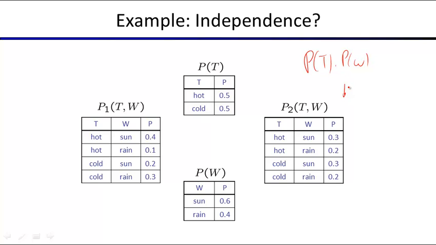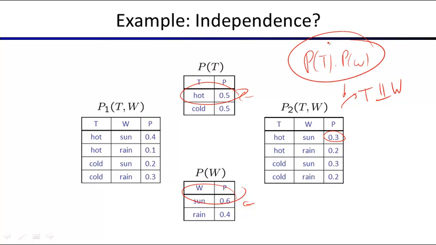Every entry here is built by multiplying together an entry here and an entry here. For example, hot and sun 0.3 comes from hot here and sun here. Multiplying them together gives 0.3. This is a new joint distribution. In this new joint distribution here T and W are independent by definition because we defined it by multiplying together two marginals. Those marginals came from this joint distribution over here.